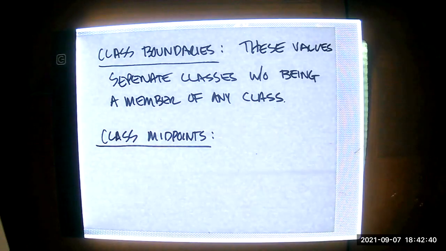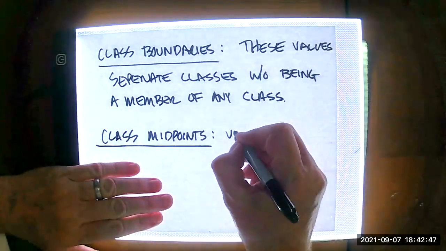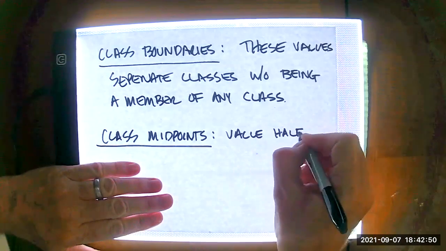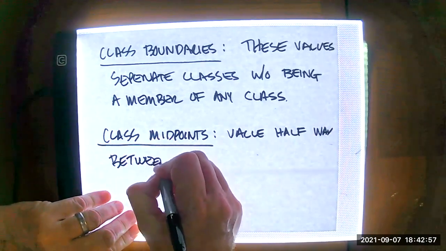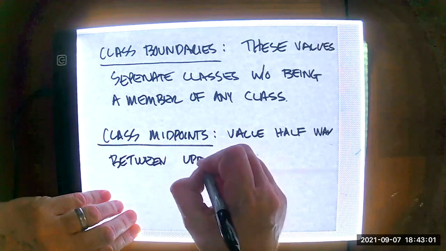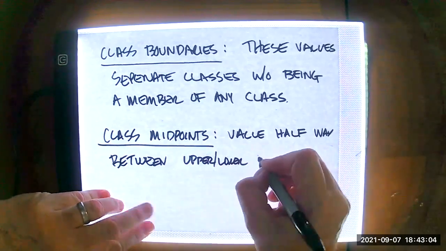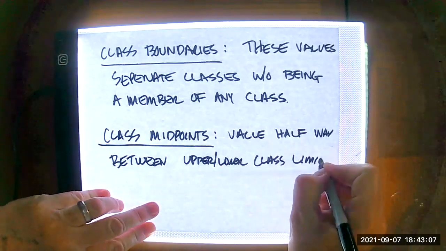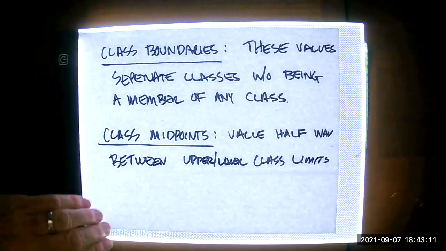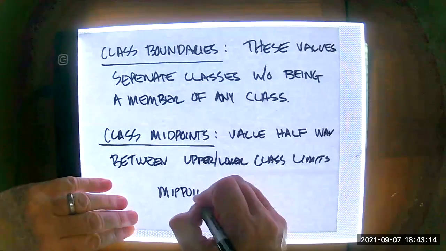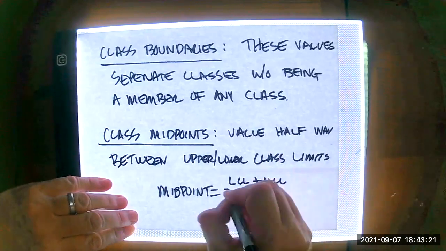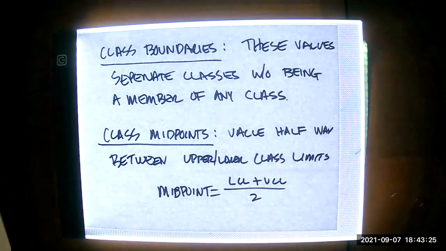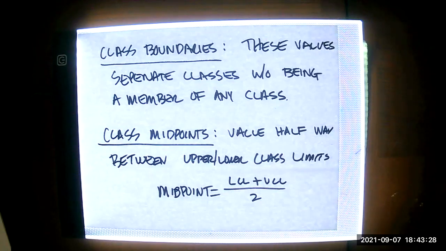The class midpoints are important components of every class, depending on the calculation that we make. The class midpoint is a value halfway between the upper and lower class limits. Those are the class midpoints. And we even have a formula. Midpoint equals lower class limit plus upper class limit, all divided by 2. Whoa, there's some real math we have to actually do. So you have your class midpoints.